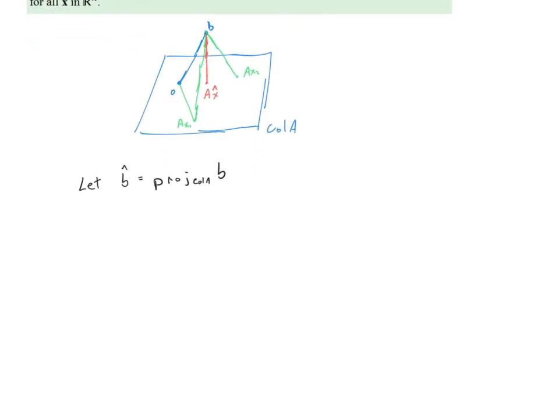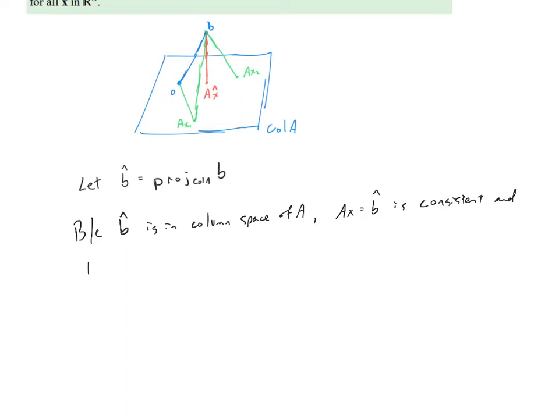All right, and because b hat is in the column space of A, we can say that Ax equals b hat is consistent. So first we know that it has a solution because it's in the column space.